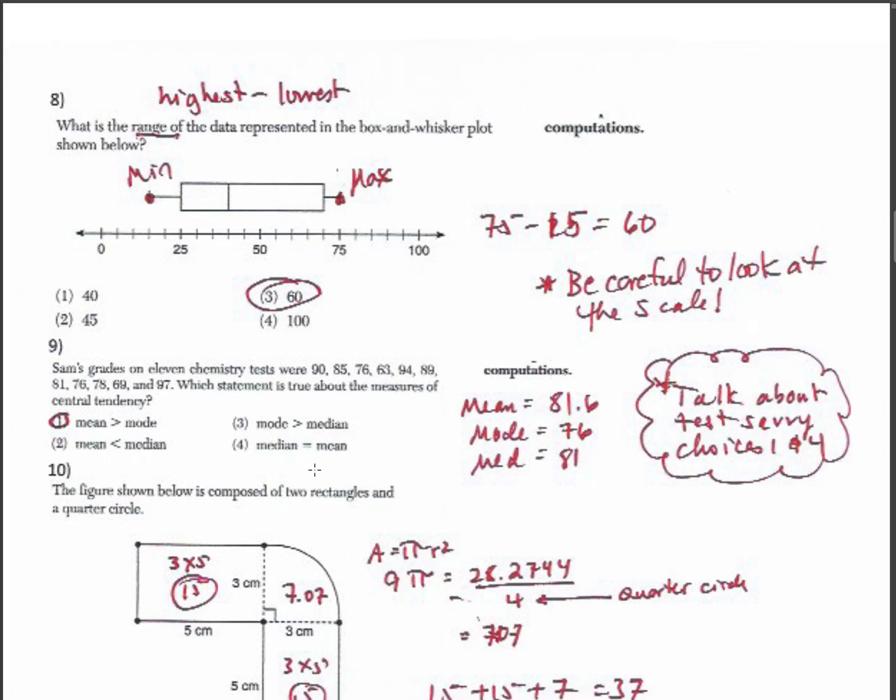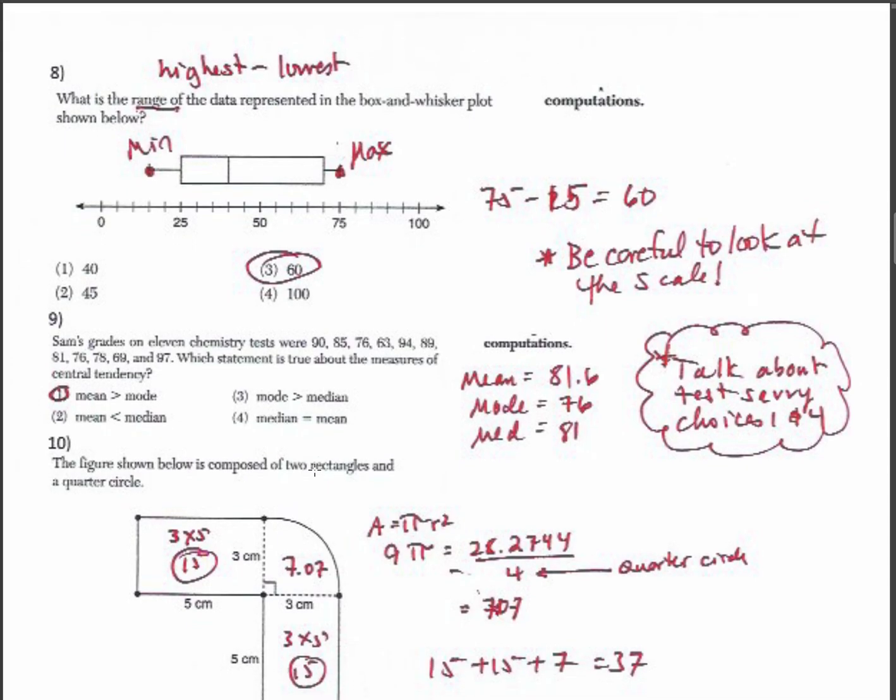Next up, number 8, we're talking about box and whisker plots, and it wants to know what is the range. Range is the highest score minus the lowest score. The maximum is the highest score. That's a 75. And be aware here, each of these marks is not 1. We don't go 50, 51, 52, 53, 54, 75. Each mark is 5: 50, 55, 60, 65, 70, 75. So this mark over here, this is 15. So the highest score is 75, the lowest score is 15. 75 minus 15 is 60.